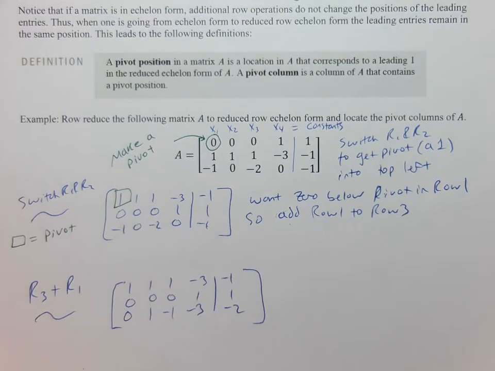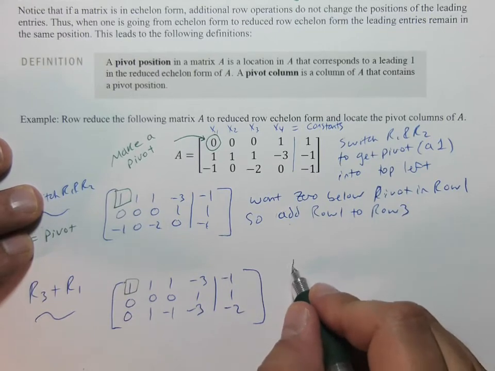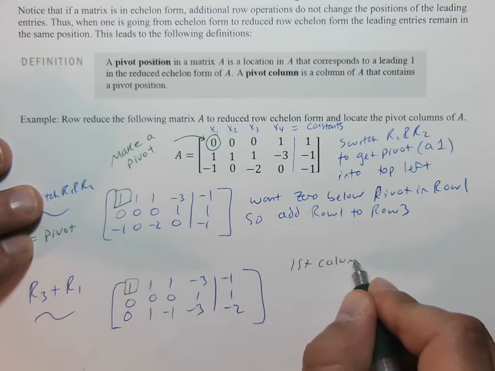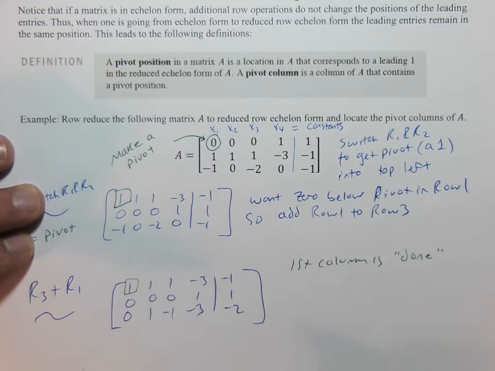Okay. So the first column looks good. We've still got our pivot here, 0's below it. First column is quote-unquote done. We don't need to mess around with that anymore. It's got a pivot, and it's got 0's below it.